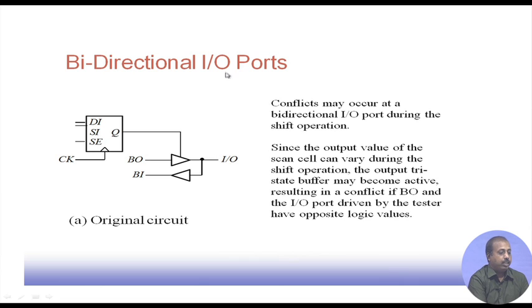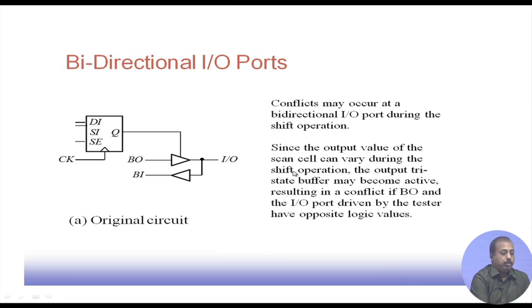Then there are bidirectional IO ports. This is a structure where we have an input output pin, a bidirectional pin, with buffers. This buffer puts the value to the buffered input. Similarly, the buffered output will go through this buffer and come to the output. This is a very standard design when we have bidirectional IO. Now the conflict may occur at a bidirectional IO port during shift operation. If we are trying to shift, the value we want to put onto the next flip flop may come back again as the input.